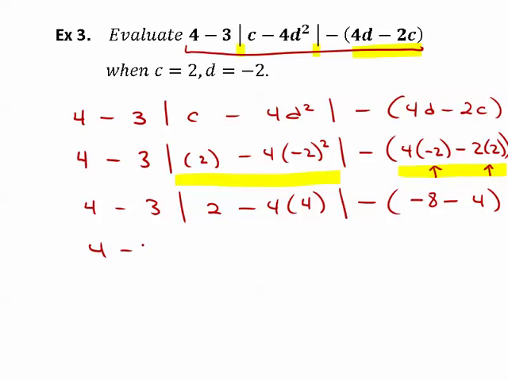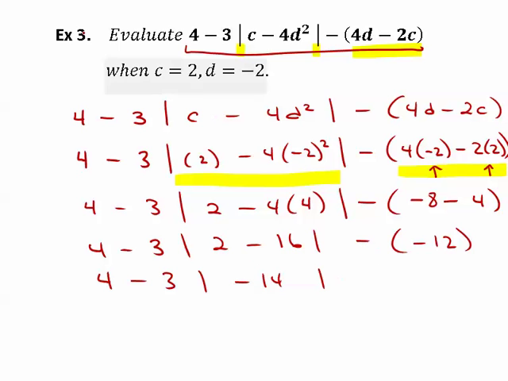Again, simplify within each type of grouping. We have 2 minus 4 times 4 is 16, minus, in the parentheses we have negative 8 minus 4 is negative 12. We can still simplify within the absolute value. We have 2 minus 16 is negative 14. And then here we have a double sign with a minus a negative, so we're going to change that minus negative 12 to a plus 12.